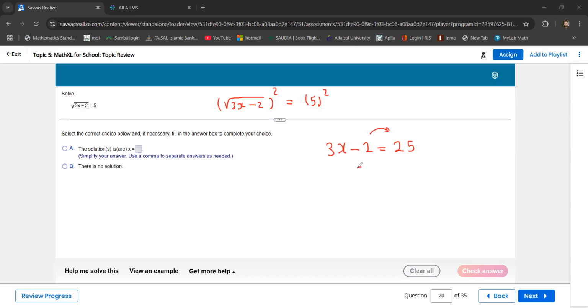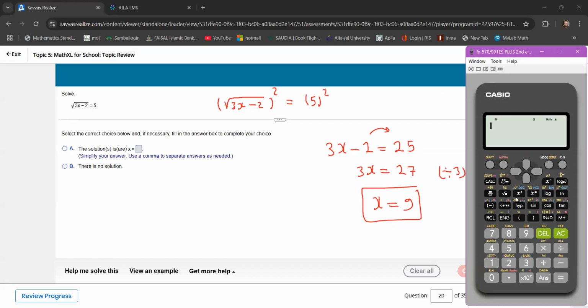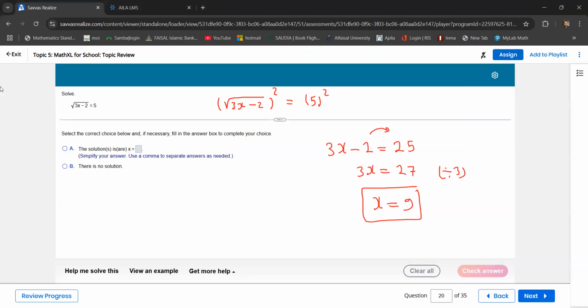Take negative 2 to the other side, so 3x equals 27. Divide by 3 for both sides, so x equals 9. Now go back and check whether 9 really works. We can use a calculator to check. So the square root of 3 multiplied by 9 minus 2, is it really 5? It is 5, so our answer is correct. You can leave it this way, or you can write solution set equals 9.